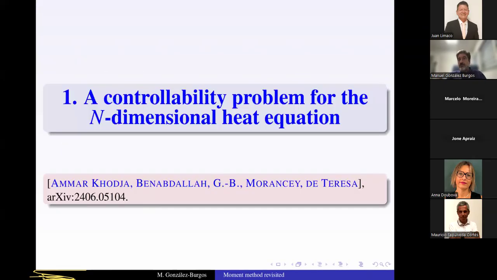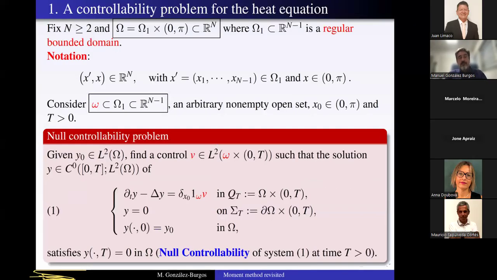Well, let's start with the first point. To this end, I'm going to show you the problem under consideration. We are going to fix n, a positive integer greater than or equal to 2, and Omega, which is the cylinder Omega_1 times (0, pi), with Omega_1 a regular bounded domain in R^(n-1). We are going to follow this notation: the point of R^n will be denoted by (x', x), with x' in Omega_1 and x in (0, pi).